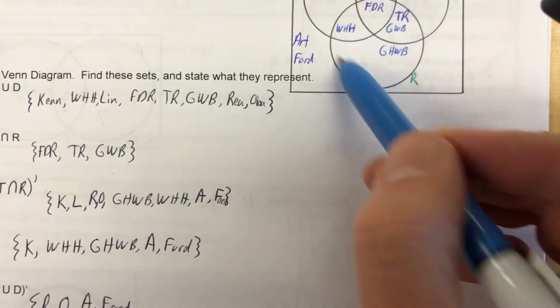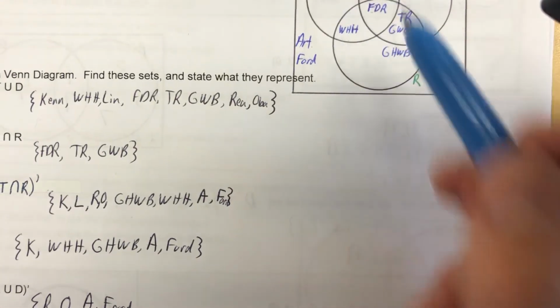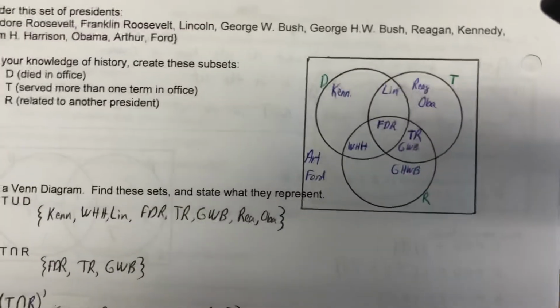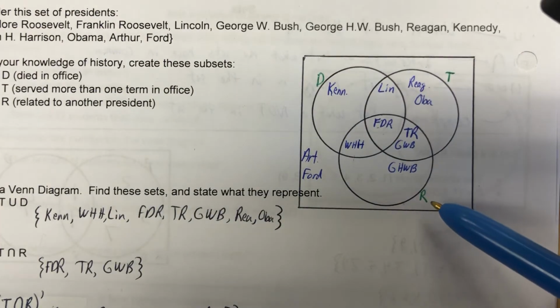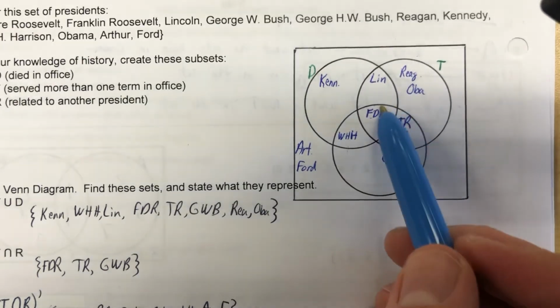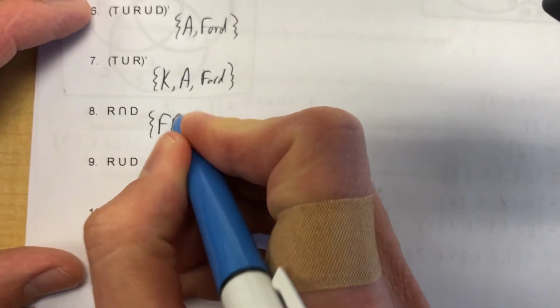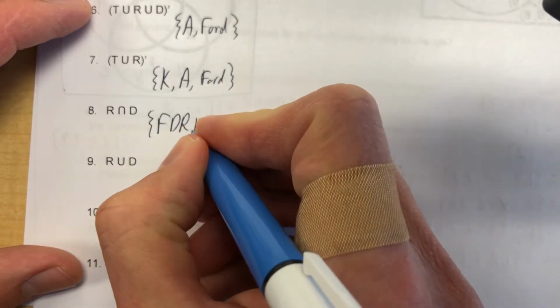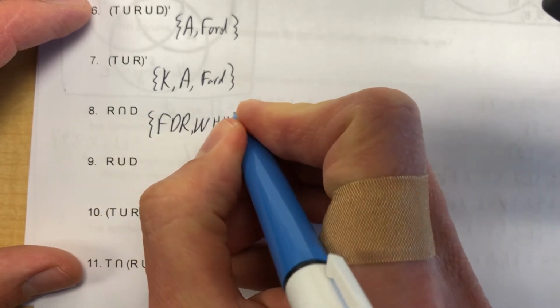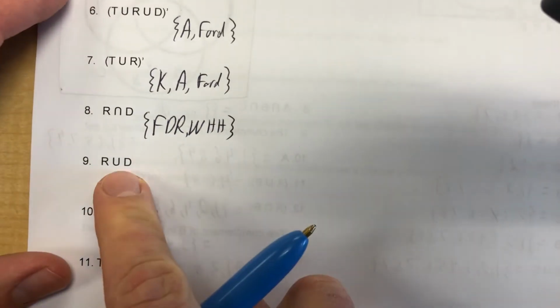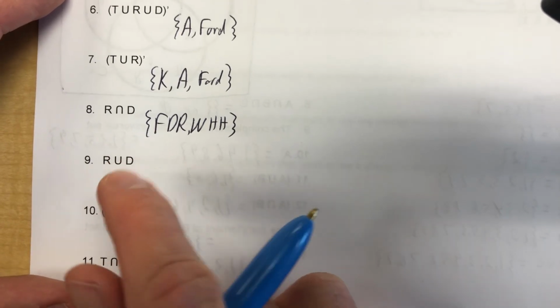Okay. R intersect D. R intersect D is going to be, well, where R intersects D. So it's everything that R and D have in common. It's basically the ones that died in office and also are related to another president, and that would be Franklin Delano Roosevelt and William Henry Harrison, basically people that go by their middle names also. So FDR, William Henry Harrison, done.